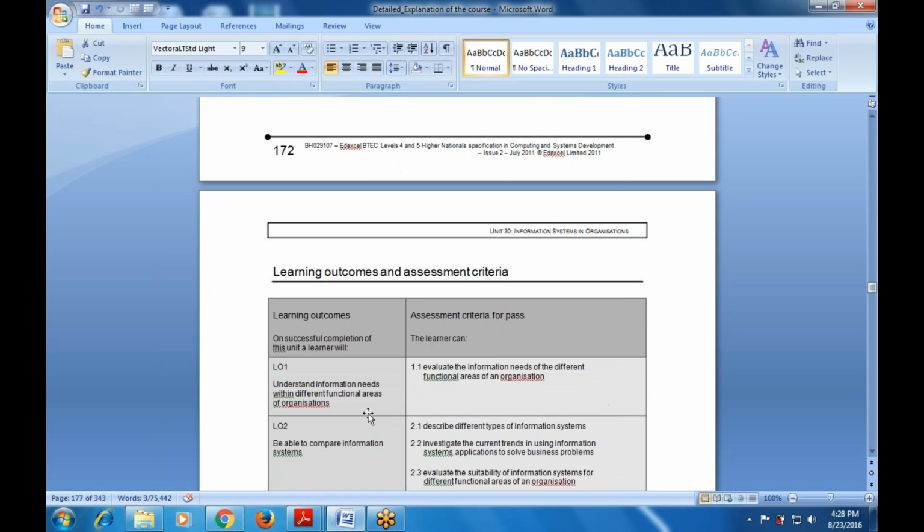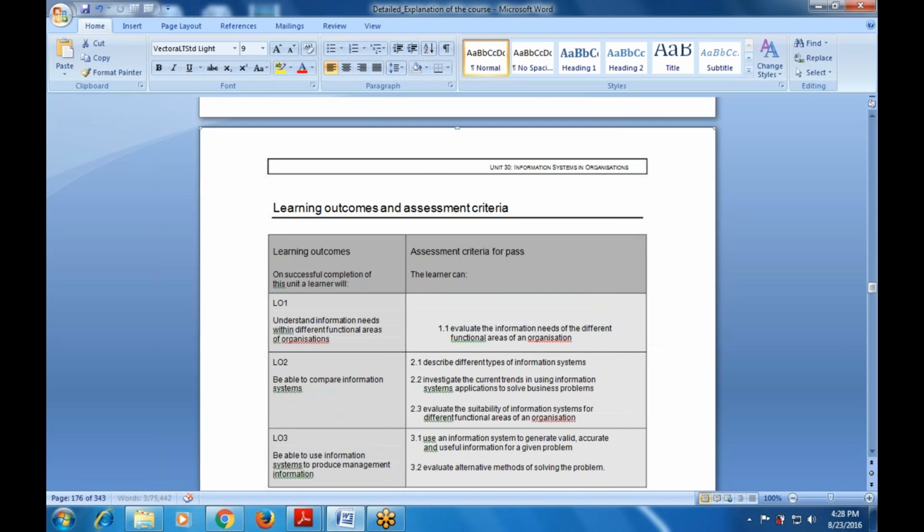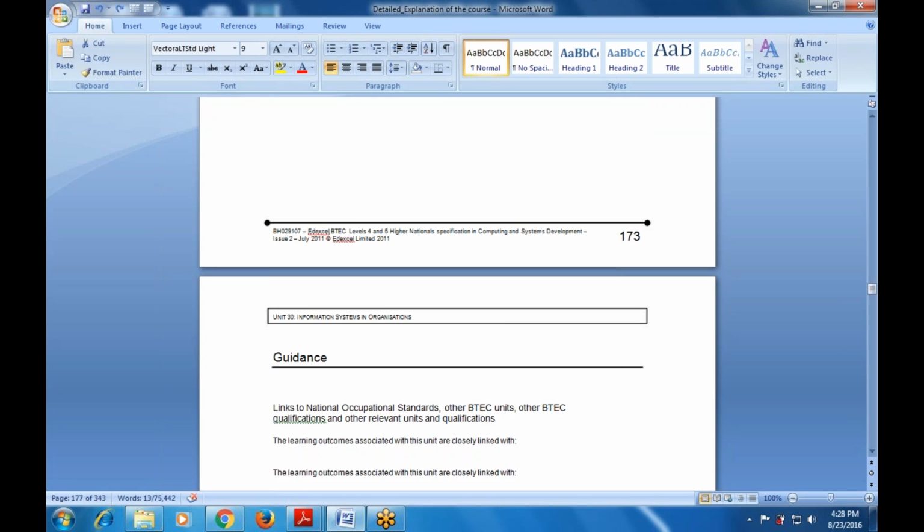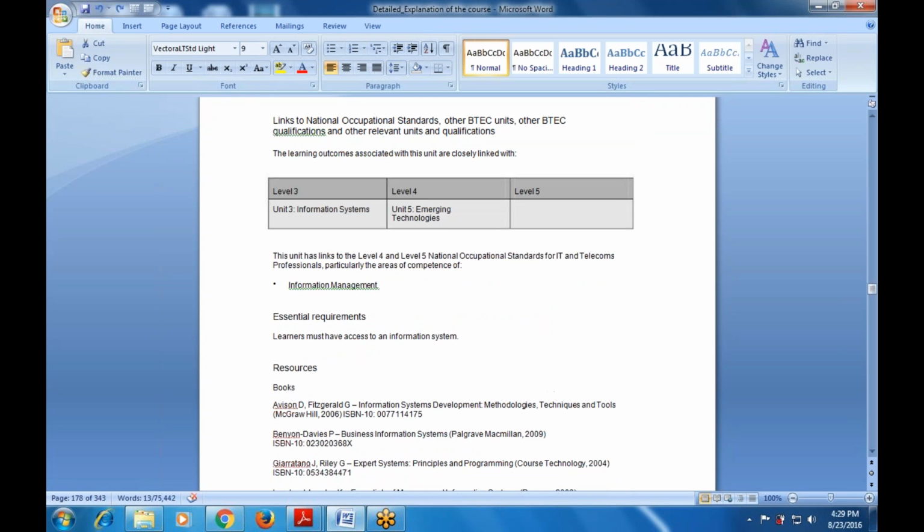And on the basis of these LOs, these are the various outputs that you have to do in the assignment. That is, what are the various different areas by which we can assess the requirements. So let's start with the module.